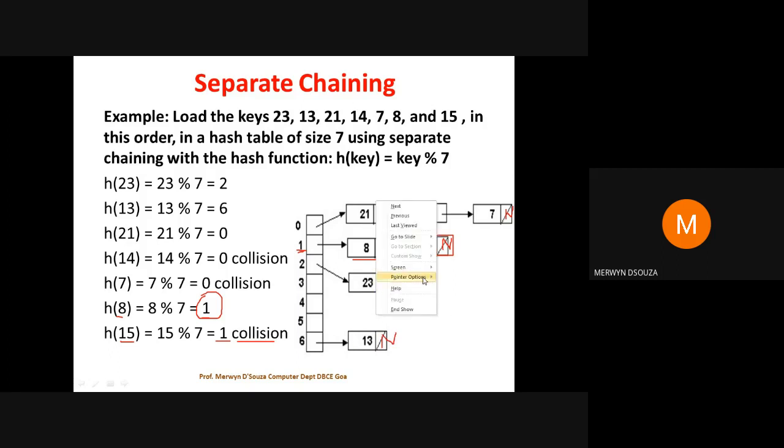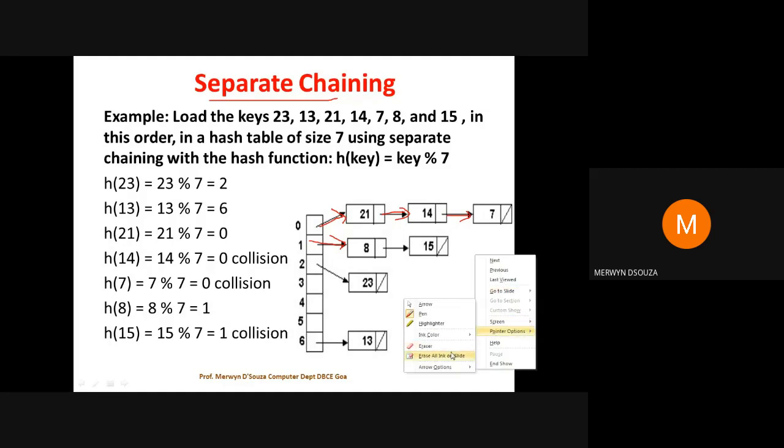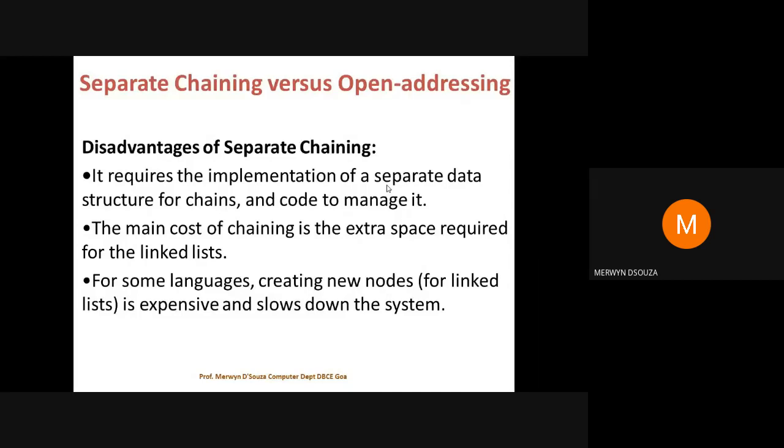So that is how chaining works. It is also known as separate chaining, because there is a separate linked list for each index, and these links are known as chains. Therefore, it is known as separate chaining. You can just look at these differences between separate chaining and open addressing. These are the disadvantages of separate chaining.